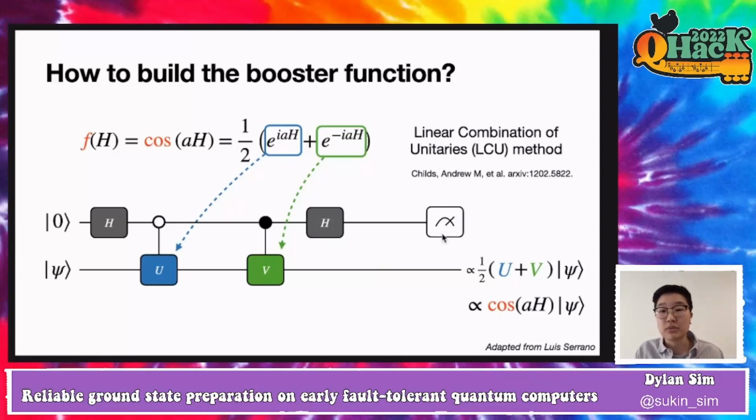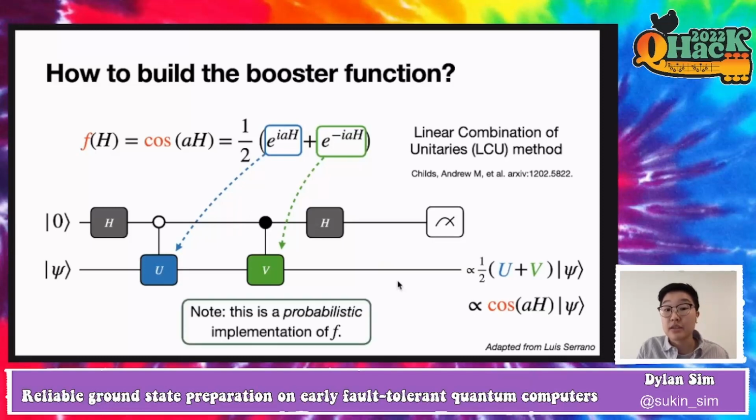If the measurement outcome is 0, then you know that you've applied the right linear combination of unitaries on your input state psi, up to some normalization. And here, using this circuit picture, we can clearly see that f is a probabilistic implementation. It's conditioned on the measurement outcome on the ancilla qubit.